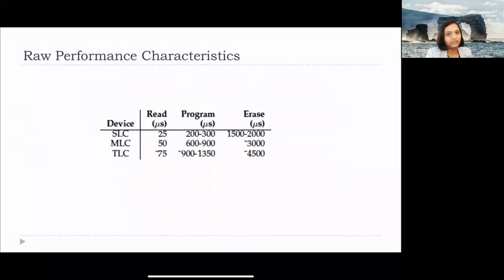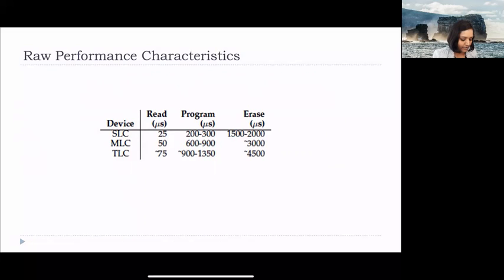MLC is a bit less costly, occupies a bit less space, because now we can store double the amount of data, right? Instead of storing 1 bit, now we can store 2 bits inside the same transistor. And TLC is even less costly and even less space occupying, or even smaller, because now we can store 3 bits of data in that same transistor.